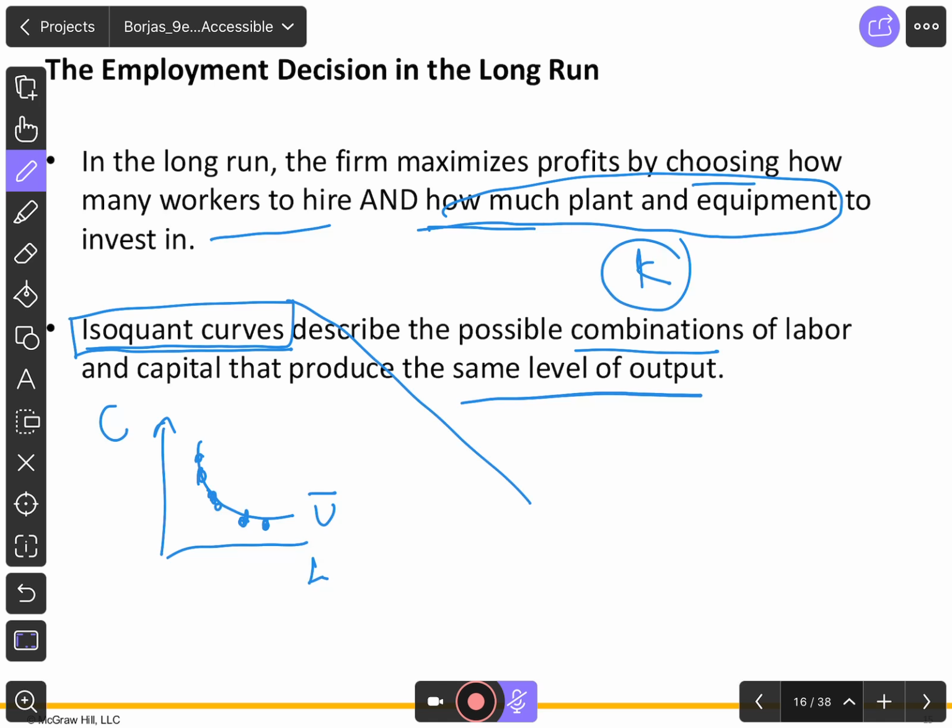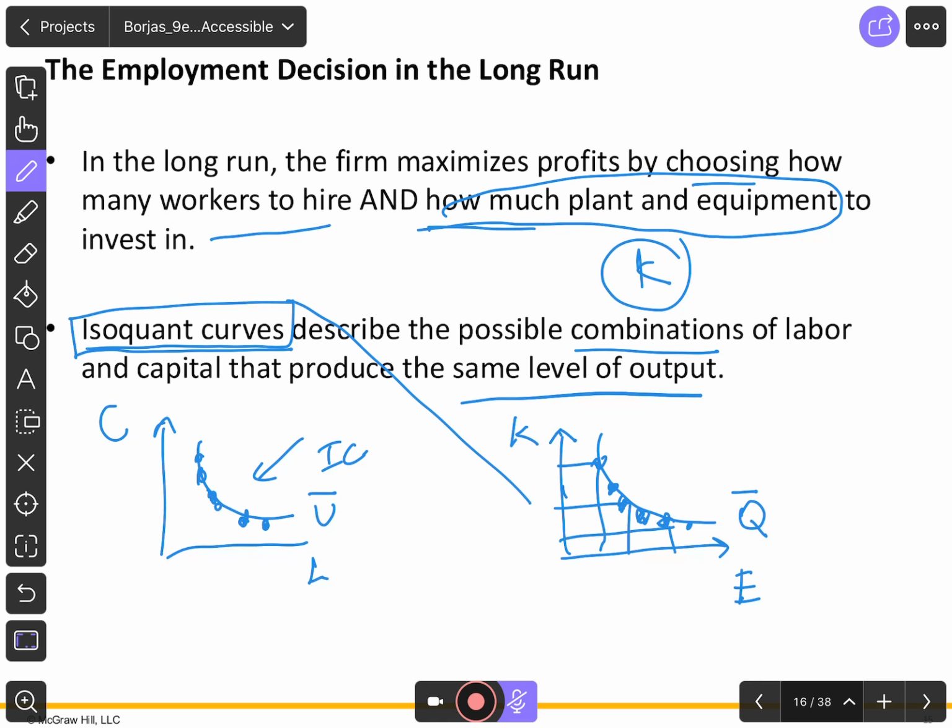Whenever we talk about this, the indifference curve, IC, and whenever we talk about isoquant curves, it's the same idea but from the firm's point of view. So we have workers and we have capital, and we have different combinations that will produce, not the same level of utility, but the same level of output. So different combinations of K and L that by the end of the day would give me the same amount of output, let's say 100 units.